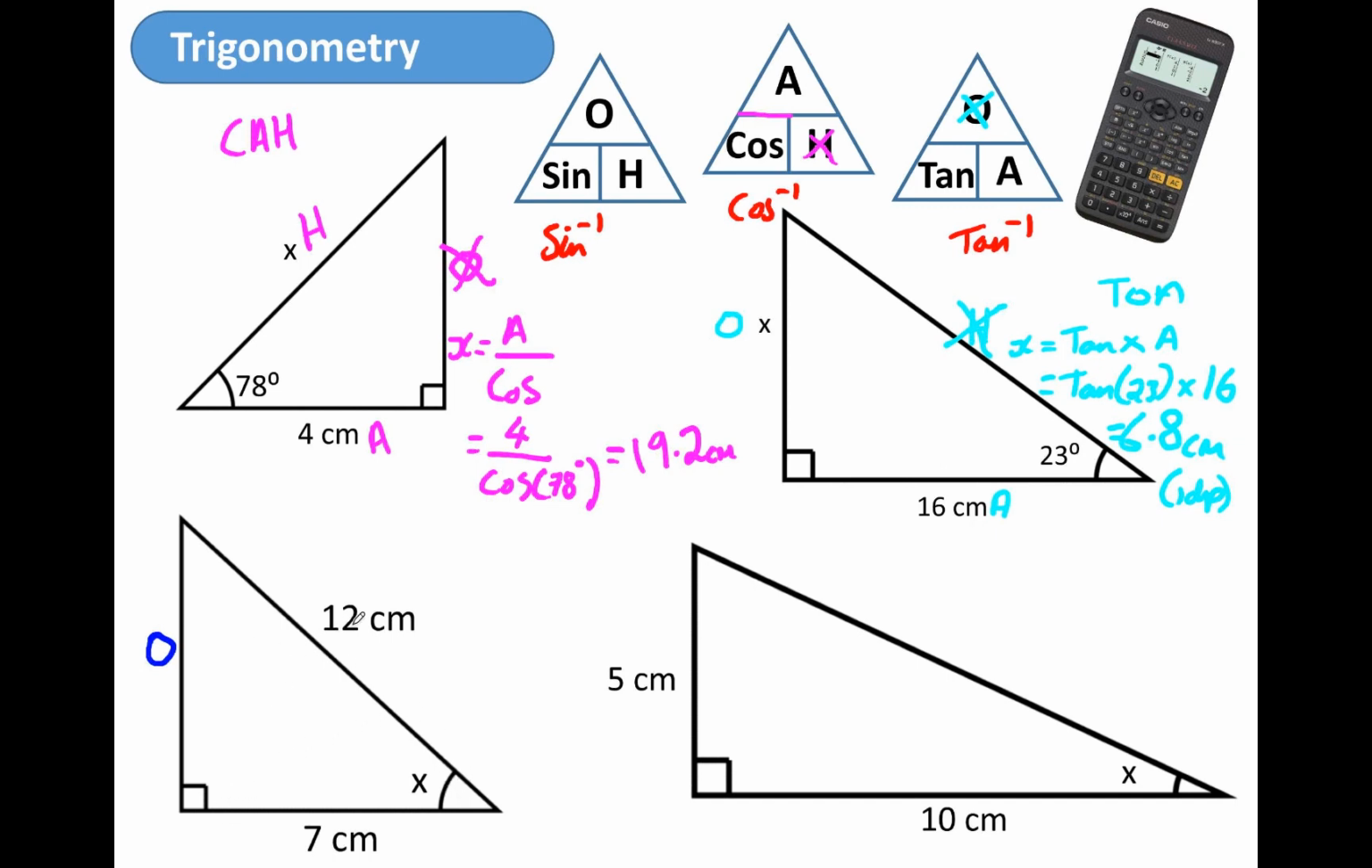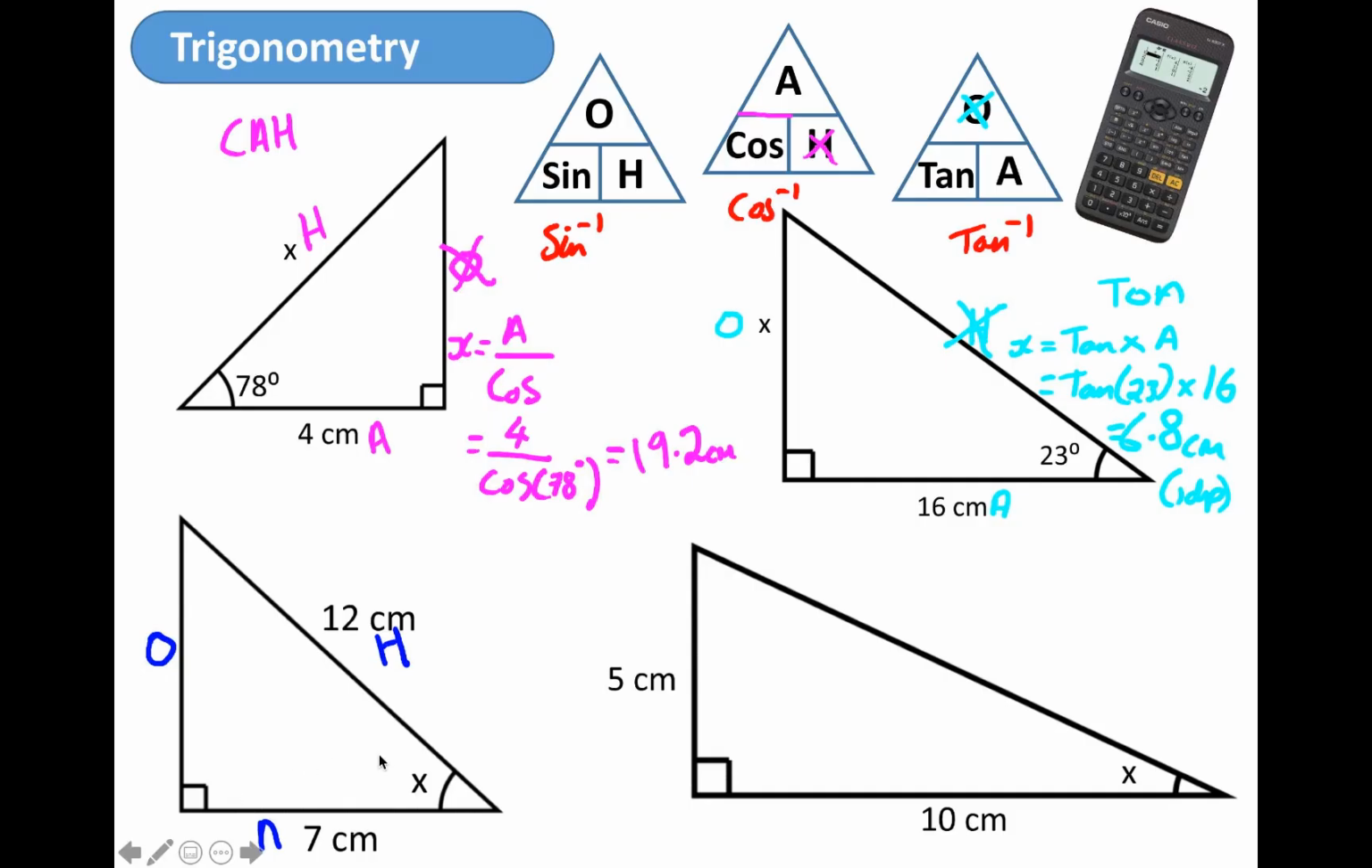The right angle's looking at the hypotenuse, which is where the 12 is, which means the 7 is the adjacent side. And so the 7 is the adjacent side. Had a bit of trouble there. Never mind. Right, now what are we actually trying to find in this one?